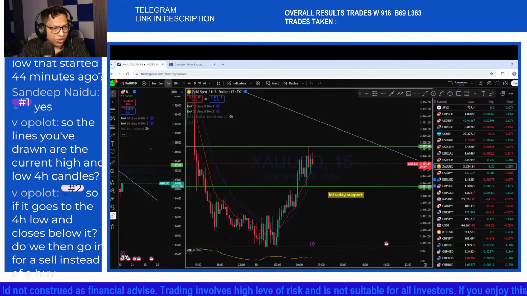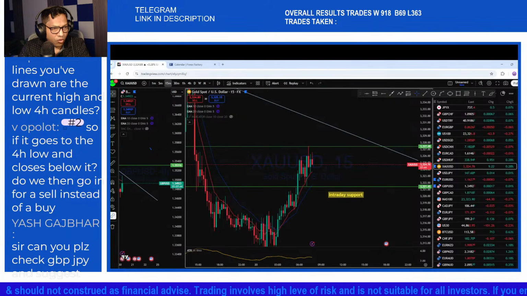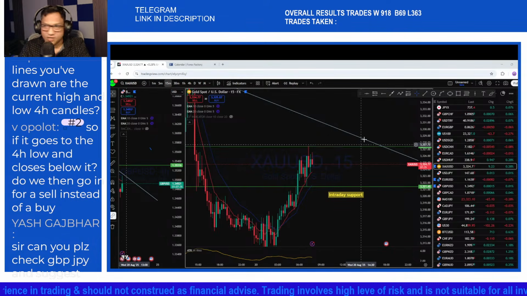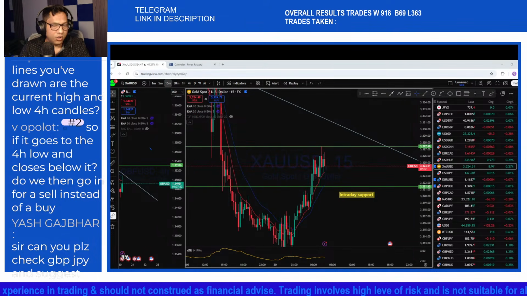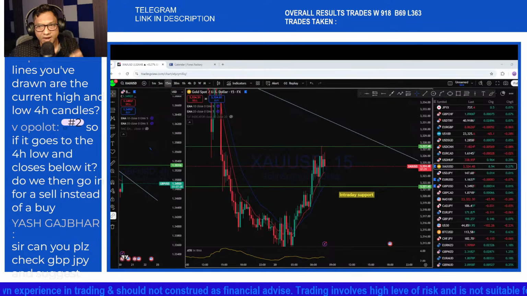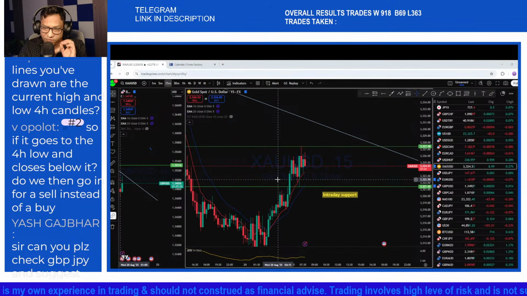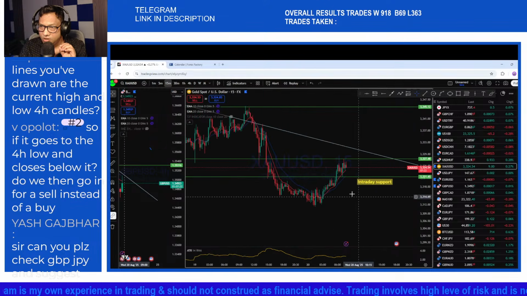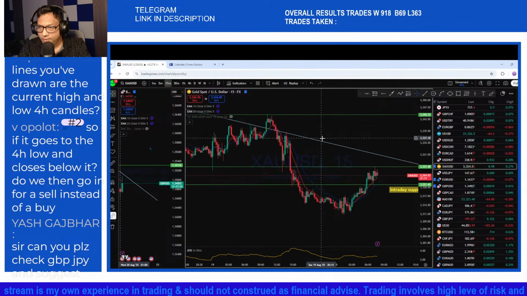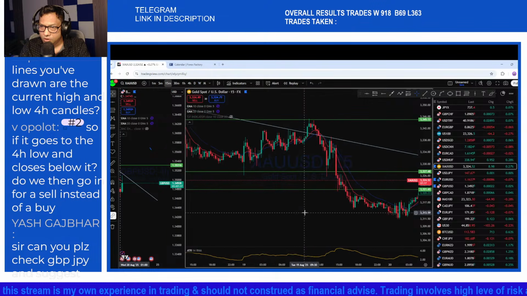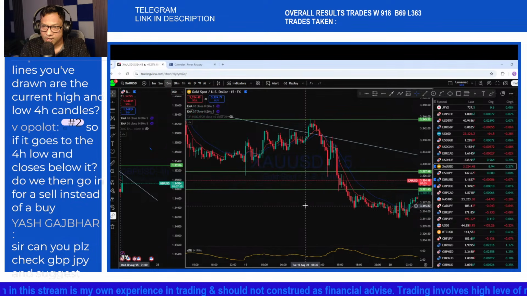If it goes to the 4-hour low and closes below it, do we then go for a sell instead of buy? Can you please check GBPJPY? Okay, that's another critical question, right? There is a myth of candle close. Keep in mind, guys, the myth of candle close is that if the candle closes below, then you go buy or sell, right?